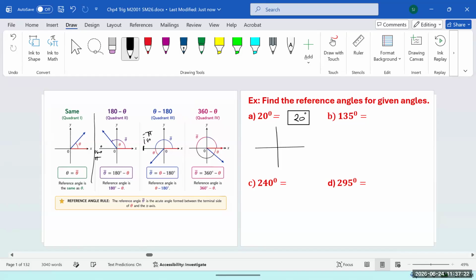So if you draw the 20 degrees, it starts from here, its terminal side is here, and this is 20 degrees.